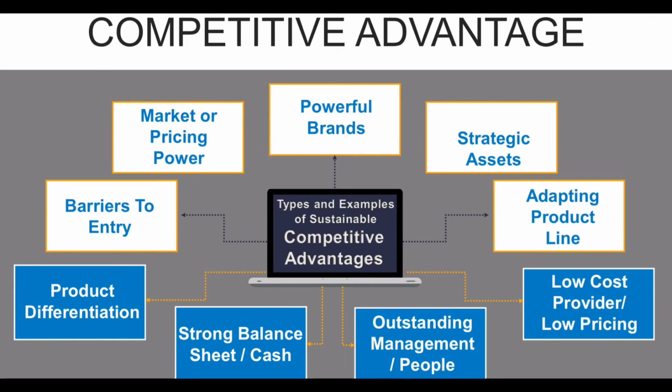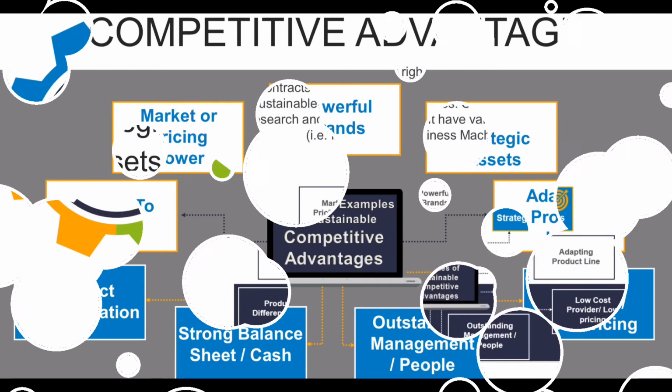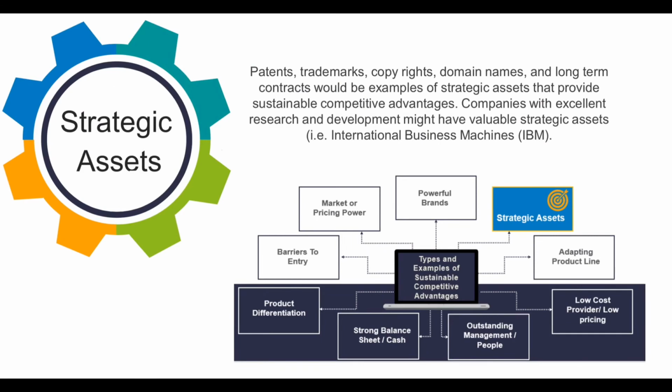And let's go and define them. The first one is strategic assets. Patents, trademarks, copyrights, domain names, and long-term contracts would be examples of strategic assets that provide sustainable competitive advantages. Companies with excellent research and development might have valuable strategic assets.